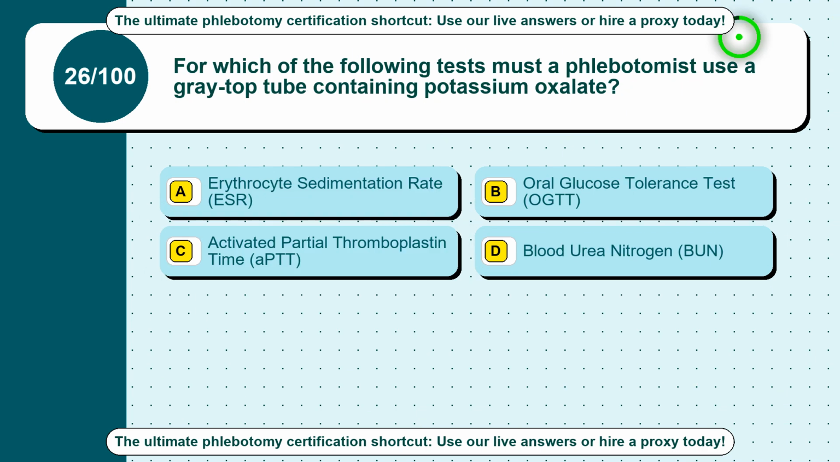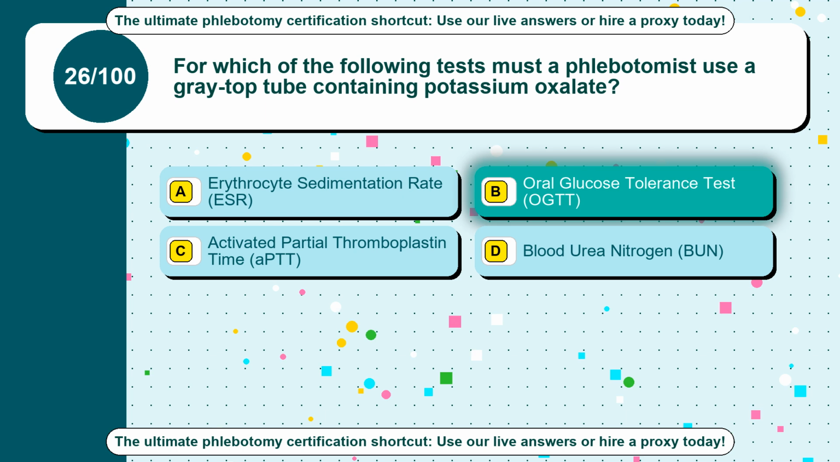Question 26. For which of the following tests must a phlebotomist use a grey top tube containing potassium oxalate? Option A, erythrocyte sedimentation rate, ESR. Option B, oral glucose tolerance test, OGTT. Option C, activated partial thromboplastin time, APTT. Option D, blood urea nitrogen, BUN. The correct answer is option B, oral glucose tolerance test, OGTT.